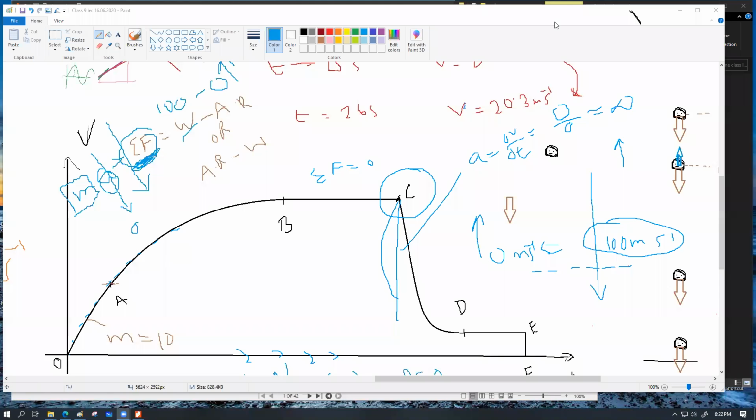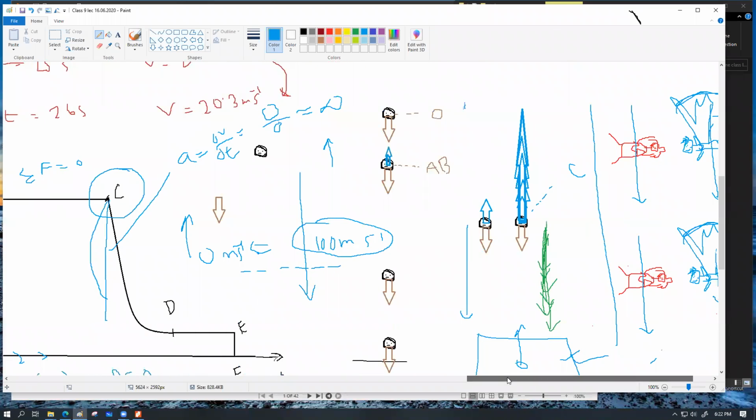Sir, parachute open করার পর তো air resistance থেকে parachute-এর সাথে মানে blocked হয়ে যায়। যেহেতু large surface area থাকে parachute-এর। What do you mean by the word blocked? মানে parachute air resistance-টা parachute-এর মধ্যে চলে যায় যার জন্য কি সে upwards যায়। Nah, the person never goes upwards.